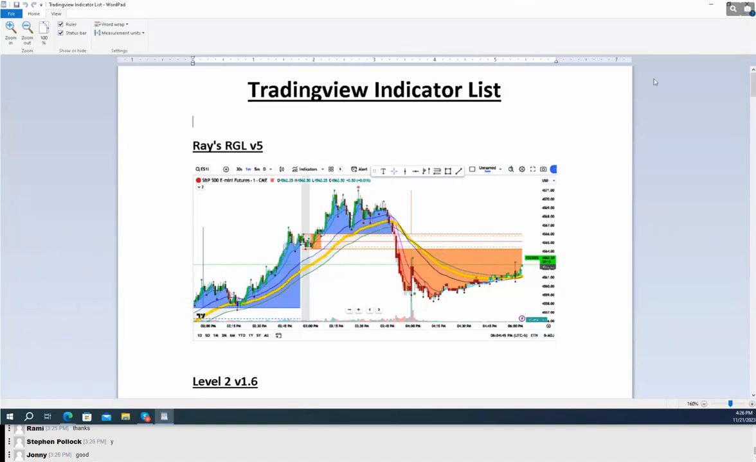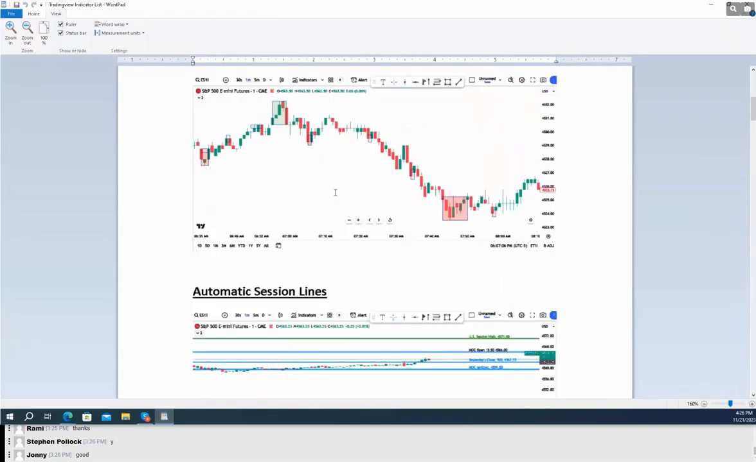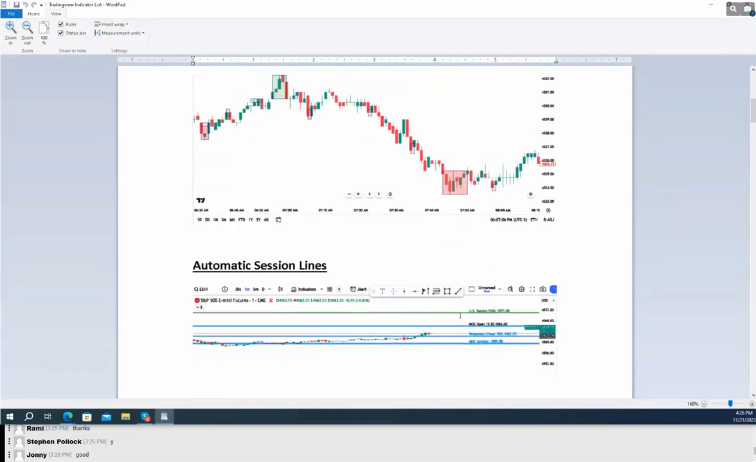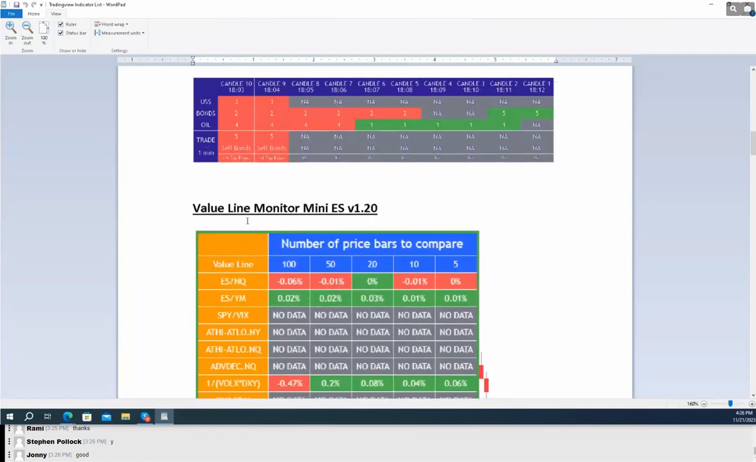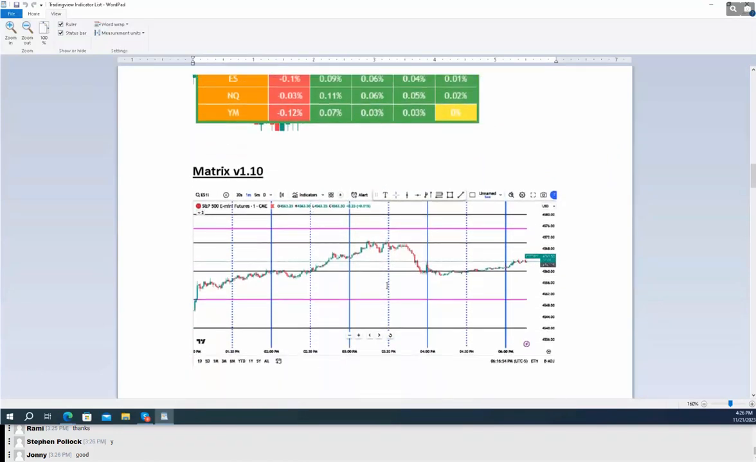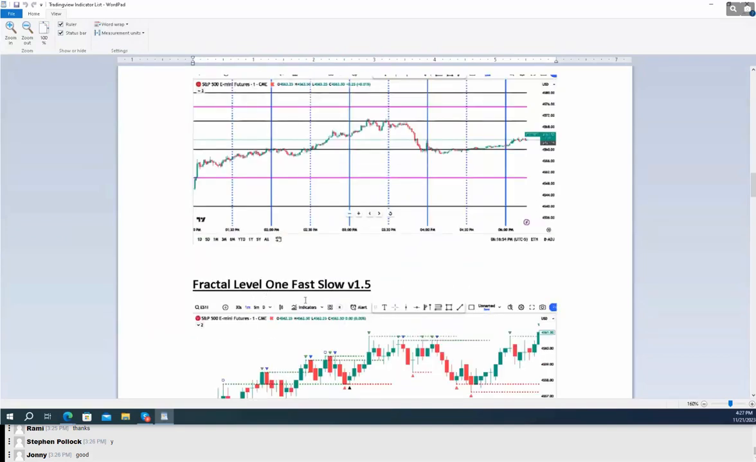I know we're already an hour and a half into this, so we won't spend too much time on each one. But we have the RGL5, the level 2 indicator, and the automatic session line. That's this one, the Jack Ryan, the value line monitor. I know I call this one mini ES, but this can be customized to anything you want. Let's see, the matrix we have, the fractal one. I don't know if this one was ever explained correctly, but it's a fractal one, fast, slow. I'll try to explain it when we get to it.